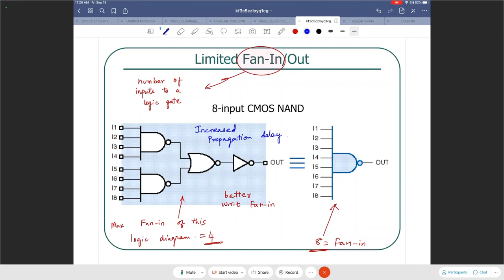So fan in and propagation delay, they are design trade-offs. Power consumption is also a factor, but it's not a huge factor. Propagation delay can be critical. Next, what about fan out? What is fan out? Well, if fan in is the number of inputs to a logic gate, similarly, fan out is the number of logic gates connected to the output.